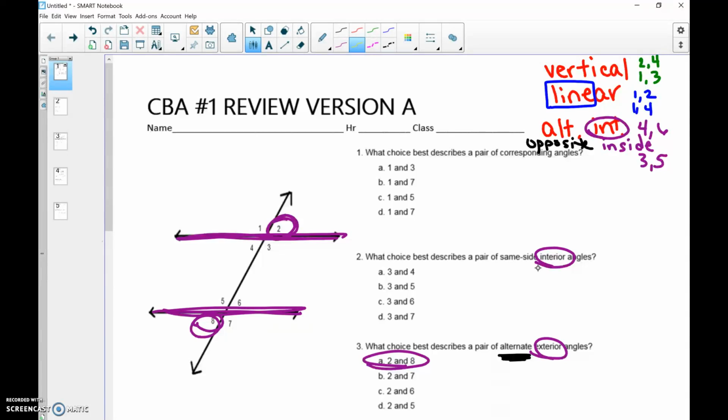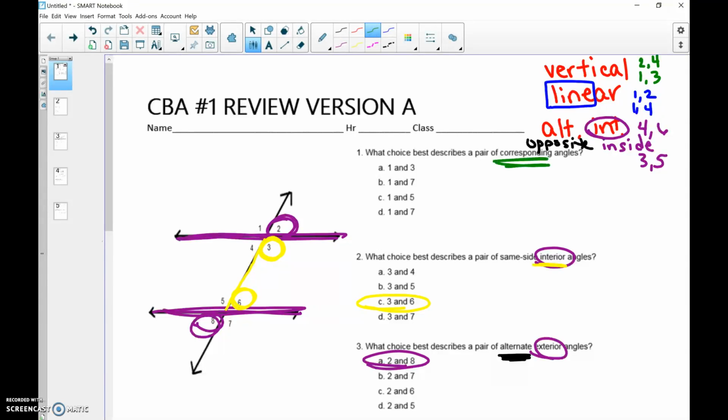So let's go back to number 2, same side interior. Interior means on the inside of the parallel lines. So that's this stuff in here. Same side obviously means on the same side. So this is kind of our barrier right down the middle. So 2, we know we have to use angle 3. Well, what other angles on the same side of that barrier? It would be angle 6. So number 2 is C, 3 and 6.